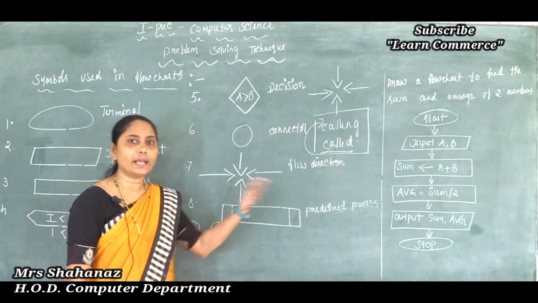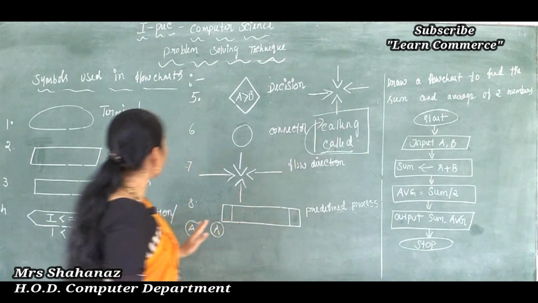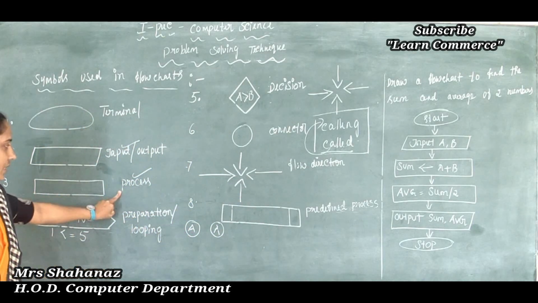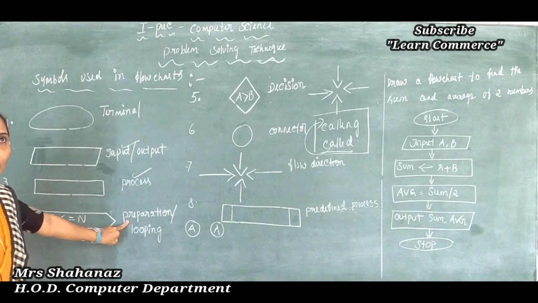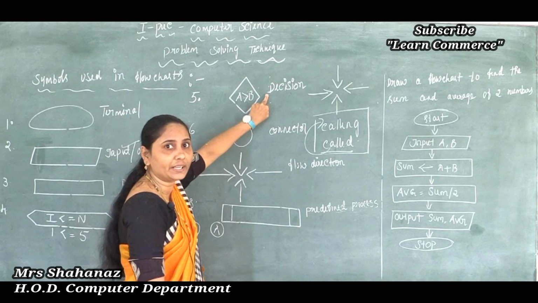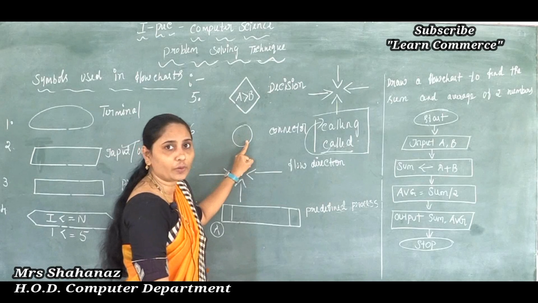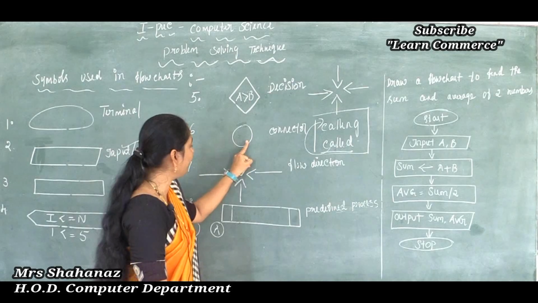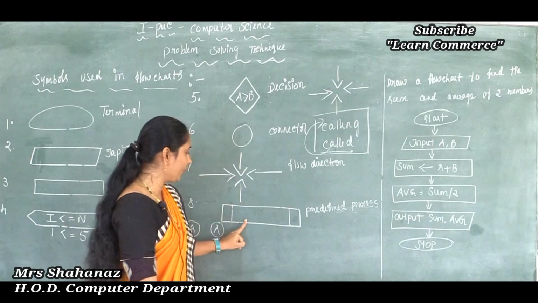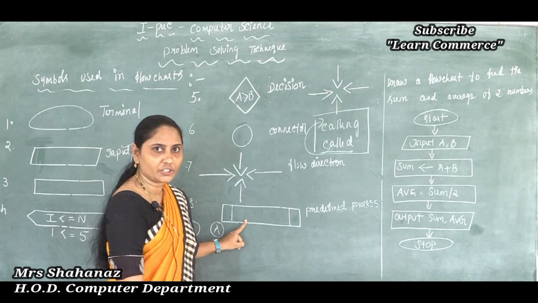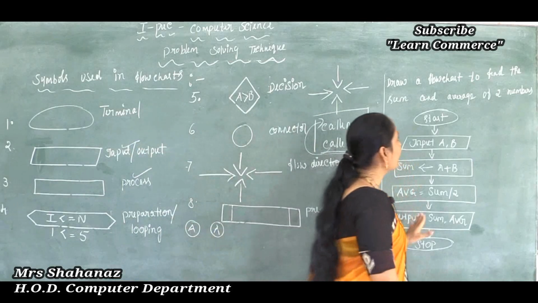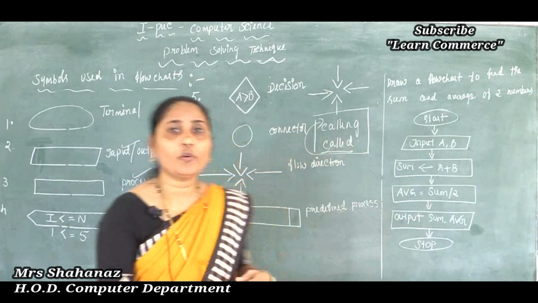Let's see in the next coming chapter. Now we know that some of the symbols are there: the terminal, input and output symbol, process symbol, preparation, that is called the looping symbol, decision to take some decisional or conditional statement, connector to connect from one page to another page, flow of direction, sometimes the data going to flow in any direction, or the predefined process used to represent a function or a group of operations. Okay, now let's take one simple example for our flow chart.